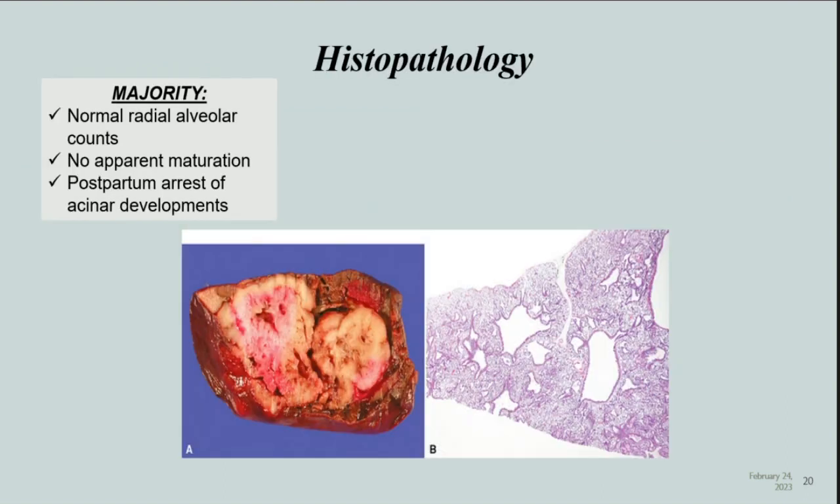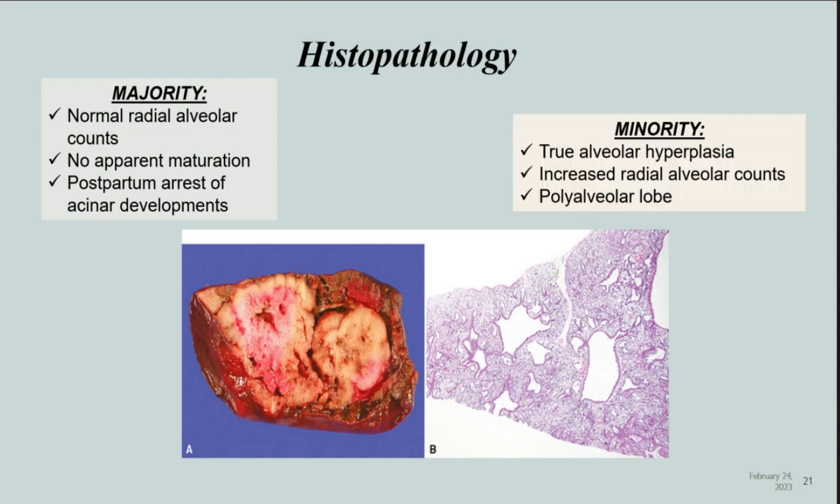No tissue damage is observed histologically, such as that found in acquired emphysema. The majority of cases show normal radial alveolar counts, but with no apparent maturation with age when compared to age-matched controls, suggesting a postnatal arrest of acinar development within affected lung tissue. A minority of cases, however, show true alveolar hyperplasia with increased radial alveolar counts, which is sometimes referred to as a polyalveolar lobe.